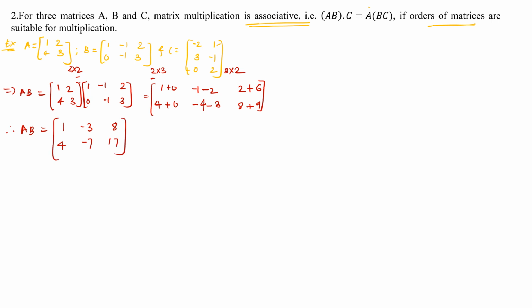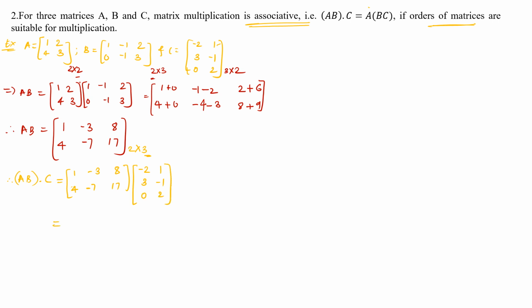So what is the order of this matrix now? Order of this matrix is 2 rows and 3 columns. Now we have to multiply this AB by C. So to do A into B into C, what do we need? The columns of AB and the rows of C. How many columns does AB have? 3. How many rows does C have? 3. We can go further with the multiplication. So this will be 1 minus 3 8 4 minus 7 17 into minus 2 1 3 minus 1 0 2.